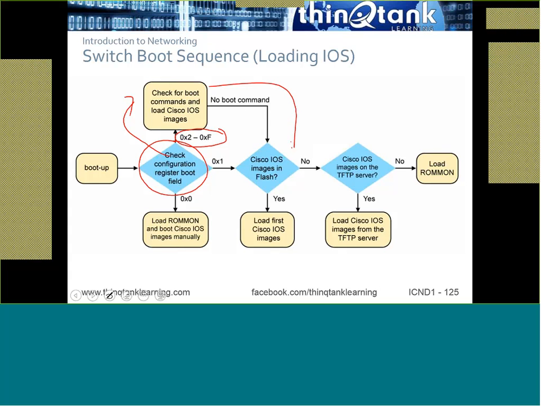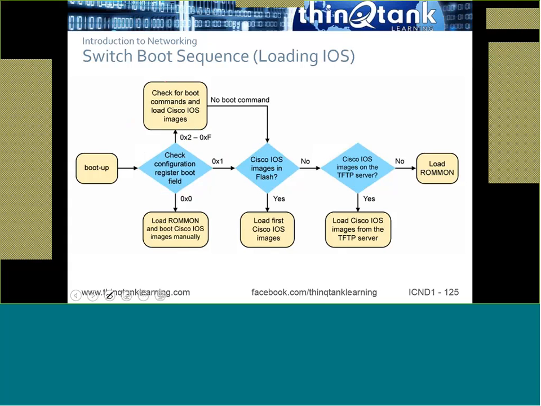If you don't have boot commands, which you don't by default, it's going to look for the IOS in flash, which we talked about already, right? We know that the operating system is stored in flash. If there is an image in flash, what does it do? It loads the very first image it sees in flash. Now, you can have more than one image in flash. If you have more than one image in flash, you would have to set up these boot commands to tell the router or switch which image you want to use. If you don't, it simply loads the very first one.